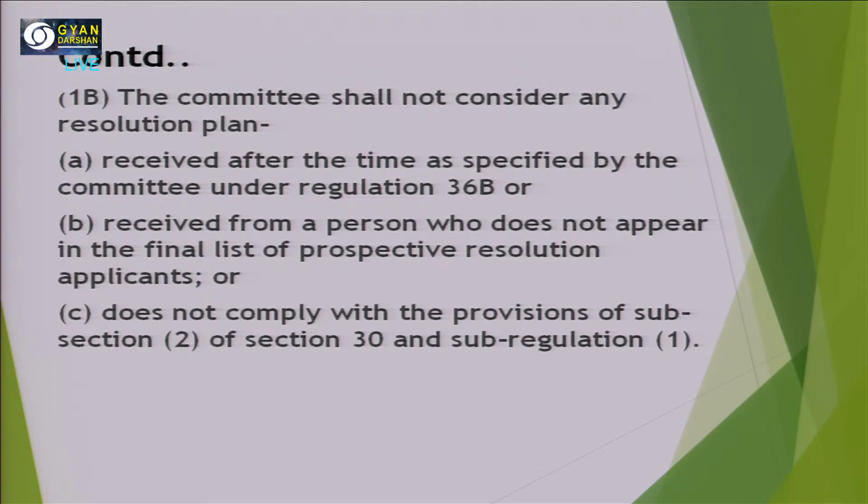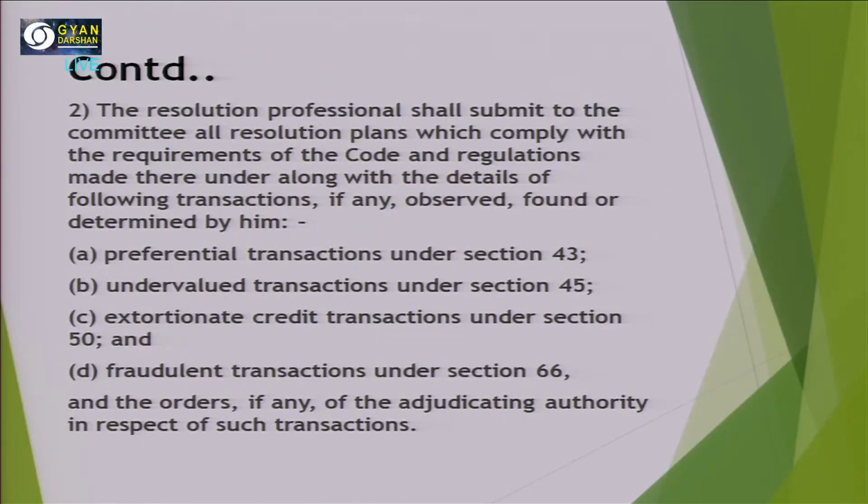The committee shall not consider any resolution plan received after the time specified by the committee under regulation 36B, or received from a person whose name is not there in the final list of PRAs, or which does not comply with the section 30 subsection 2 requirements. Then the RP shall submit to the committee all resolution plans which comply with the requirements of the code and regulations, along with the details of avoidance applications, which are preferential under 43, undervalued transactions under 45, extortionate under 50, or fraudulent transactions under 66, and the orders, if any, received from the adjudicating authority regarding the avoidance applications.